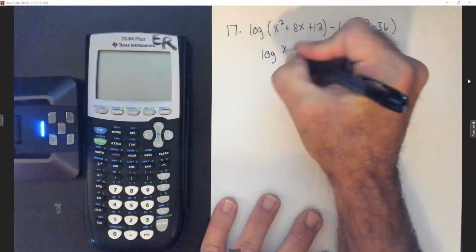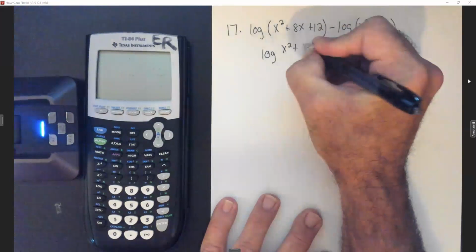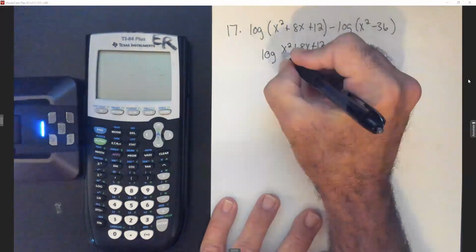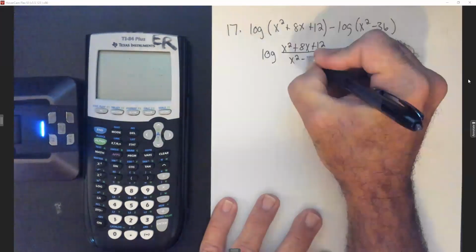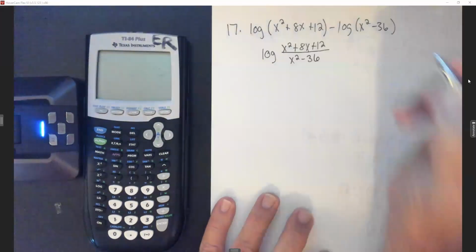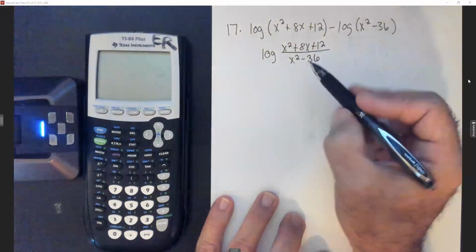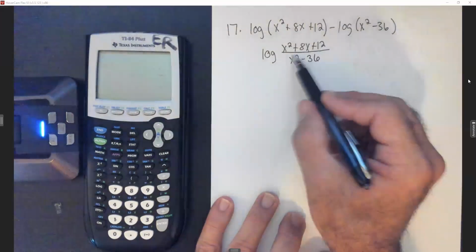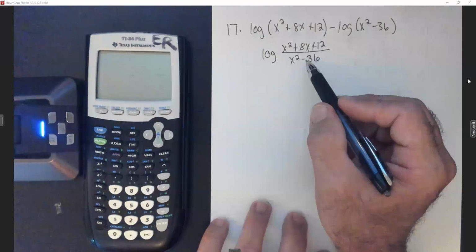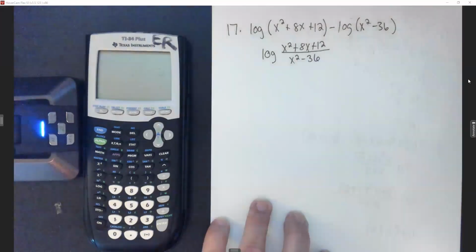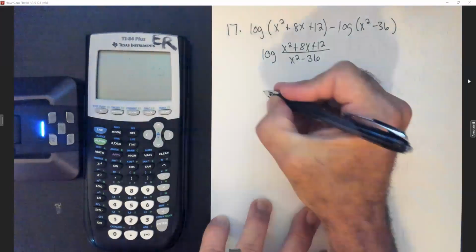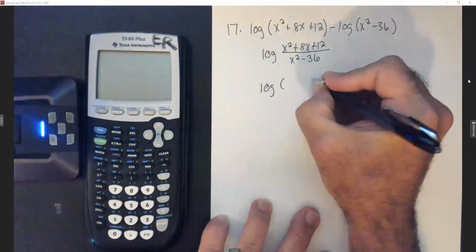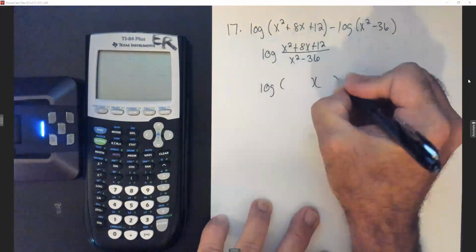X squared plus 8x plus 12 will be on the top. And in the bottom will be the x squared minus 36. Once again, I didn't need parentheses here because everything's over this one fraction. And the log is applying to the whole thing, okay? But both of these have x squared terms in them, which means both of those are probably going to factor.